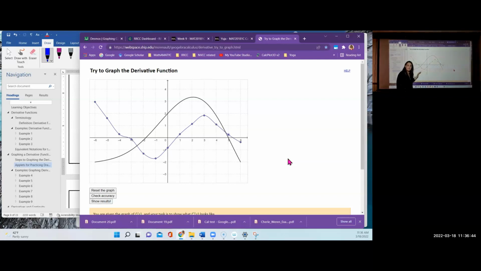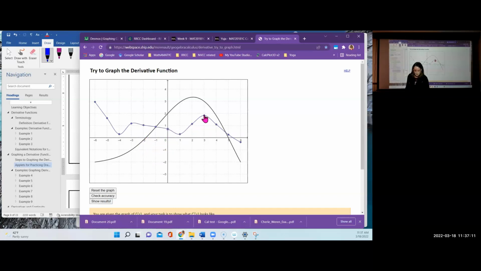Where it is increasing, the graph of the derivative should be positive. And where it is decreasing, the graph of the derivative should be negative. Positive means above the x-axis, and negative means below the x-axis. So we can already go ahead and change some of these values. Since we know when it's increasing, these should all be somewhere here above the axis. And when we get past 2, these should be somewhere below the axis.